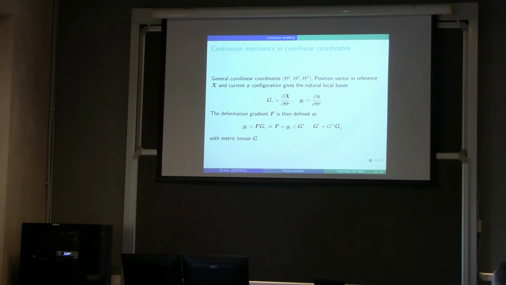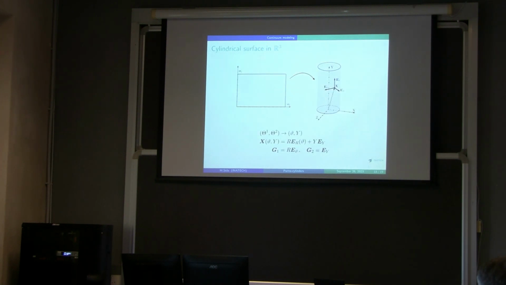For the continuum approach that I'm following, I just wanted to remind that there is a very straightforward general way you can approach this, which I really enjoyed following. With just the toolbox of differential geometry, I have a generic set of curvilinear coordinates and a reference configuration and a current configuration, capital and small x. From this I can define the natural local basis, capital G and small g, and then the deformation gradient just tells me how this capital G transforms into the small g.